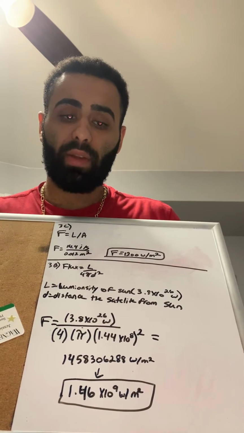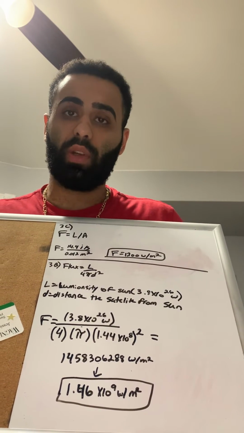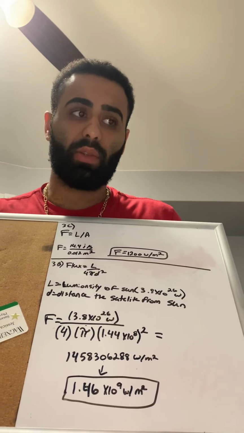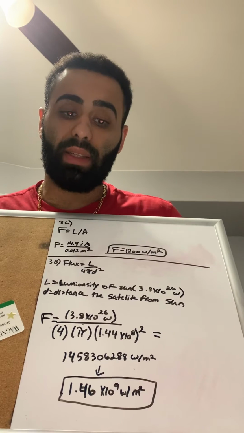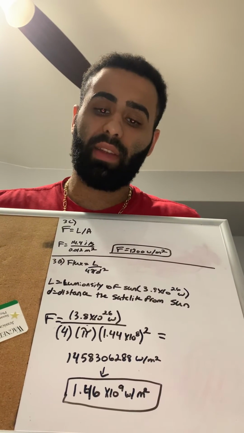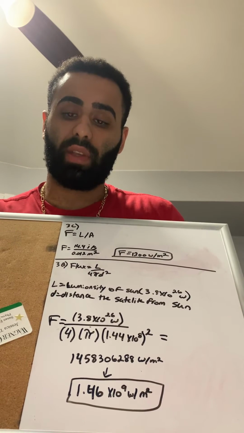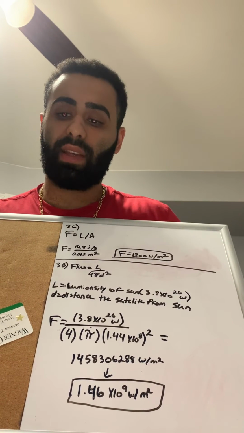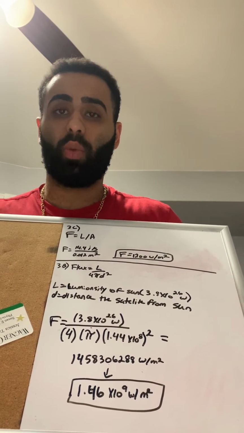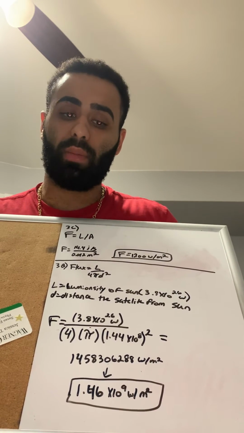So for this question, I use the equation F equals L divided by 4 pi d squared, where L is the luminosity of the sun, which we know to be 3.8 times 10 to the 26 watts, and d is the distance the satellite is from the sun, which they tell us is X in millions of meters, and my X is 144, so it's 144 million meters.